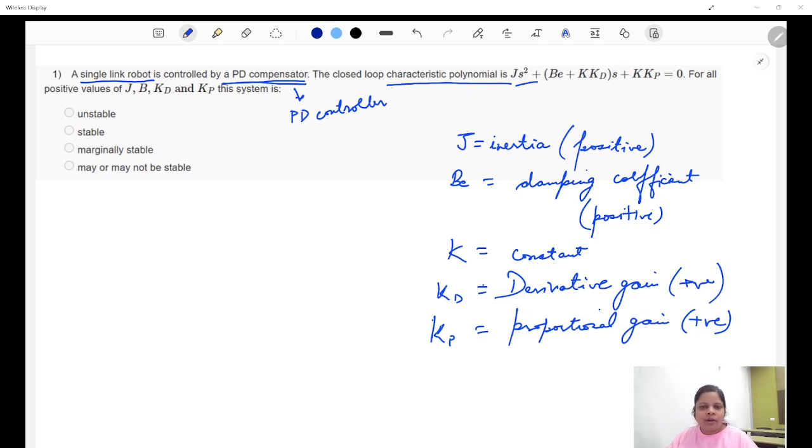So we are given a second order characteristic equation here, for a single link robot under PD control, and for all positive values of J, B, Kd and Kp, the system is unstable, stable, marginally stable, or may not be stable. So this is the question. If you have any idea what approach we should take to find the stability of the system?